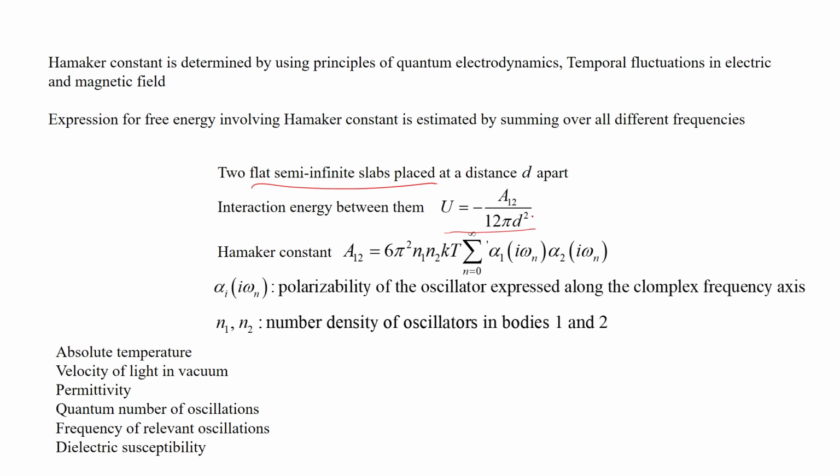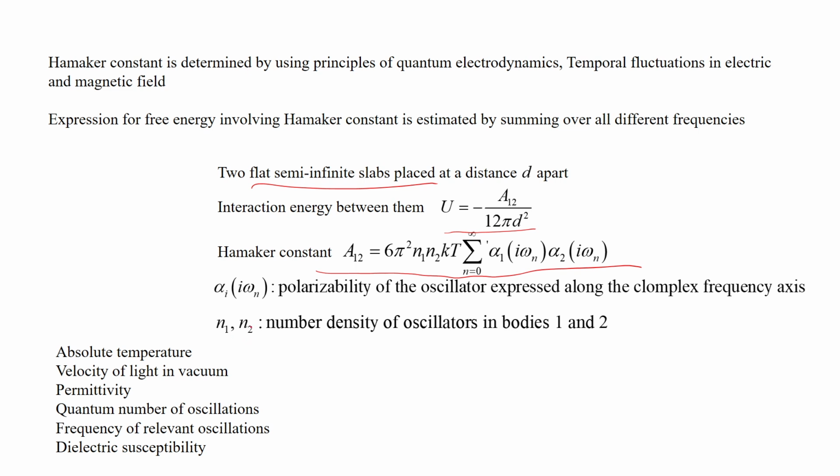Here it goes as 1 upon d square. That means that is the way the interaction energy depends on the distance between them, and this particular constant A12, because there are two solids 1 and 2. So, this A12 Hamaker constant is related by this equation.